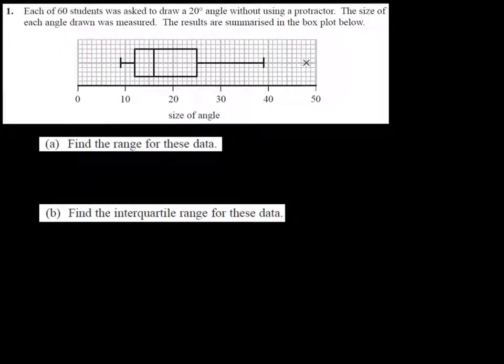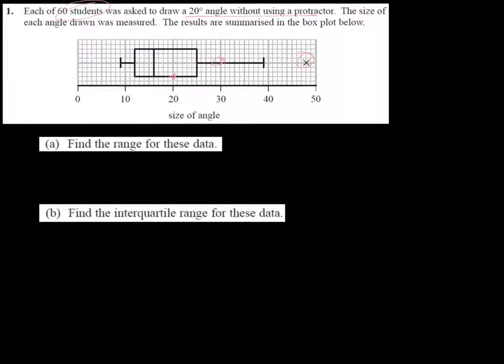In question 1, we're looking at data from 60 students who have been asked to draw a 20-degree angle without using a protractor. So the data has been collected, and you can see here you've got some students who drew a 30-degree angle, some students drew the correct angle of 20 degrees, and one student up here drew an angle of 48 degrees. But you can see all the information has been recorded and presented in this box plot.